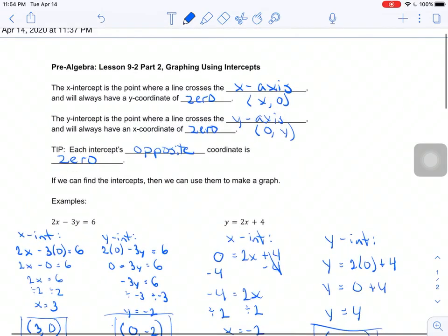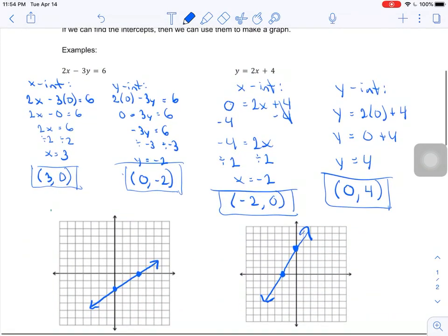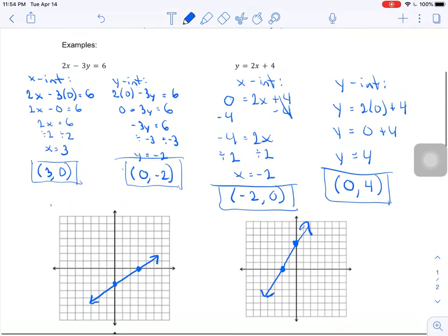So your notes should be filled in. You should have your top part filled in. You should have all of your work filled in and your graphs filled in. If your notes look like mine, then you can go ahead and move on and try the practice assignment.